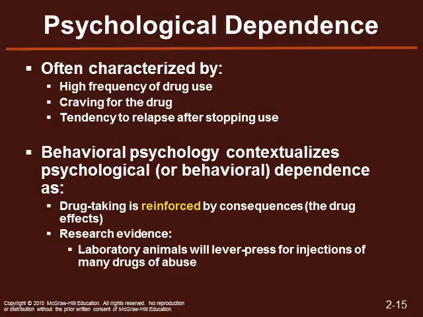And then finally, our third category, psychological dependence. Now, what we're talking about here is not those physical changes in your body, but the changes in your thought processes that make the drug use a regular part of your life. What we often see in this category of psychological dependence is high frequency of drug use. We see cravings, and then we see that tendency to relapse, even if a person is able to stop the first time.